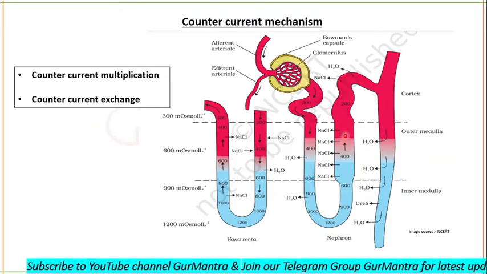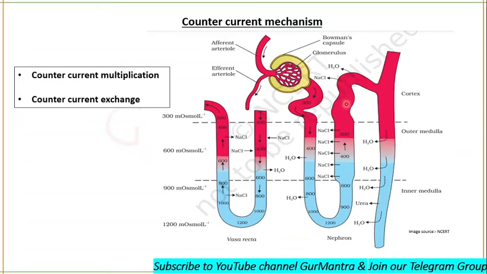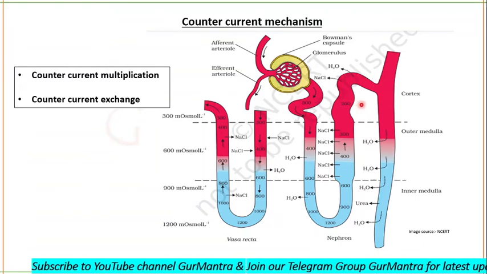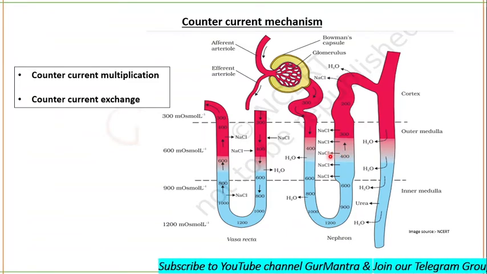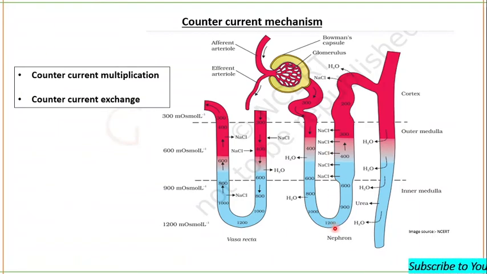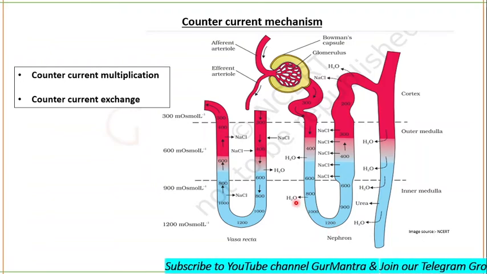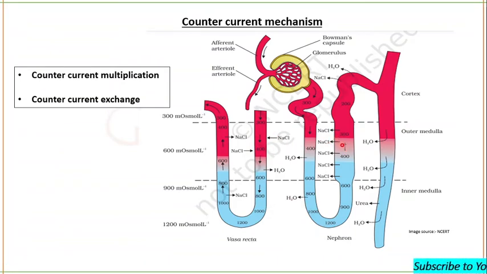The filtrate is very dilute. It is hypoosmotic to the interstitial fluid, isn't it? For this reason, sodium and chloride ions are pumped out of the filtrate, and this increases the osmolarity of the interstitial fluid. At this point, the filtrate reaches its highest concentration at the bend of the loop. This is the ascending loop of Henle, and this is the descending loop of Henle.